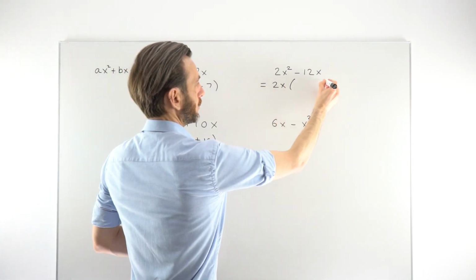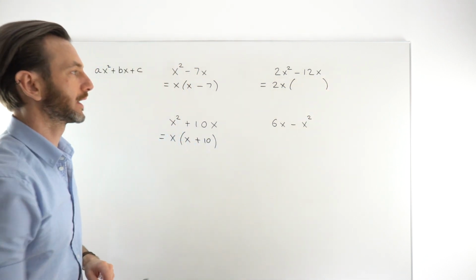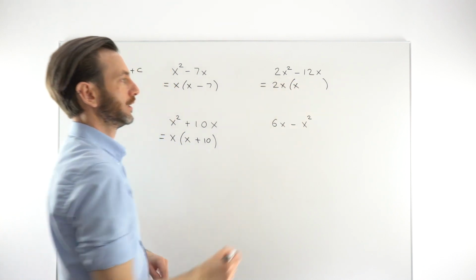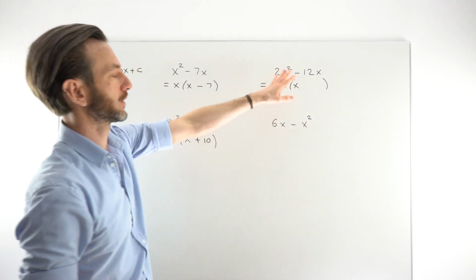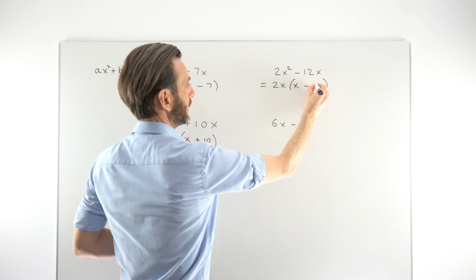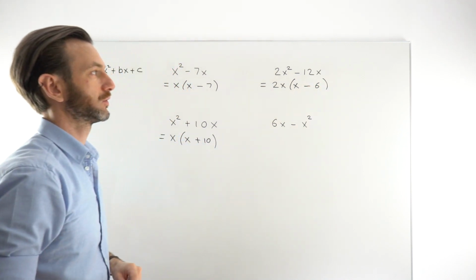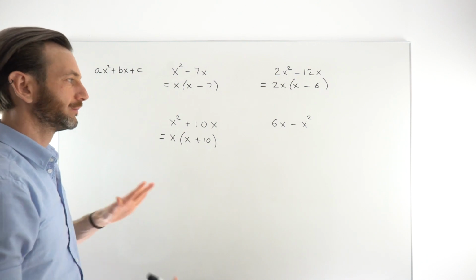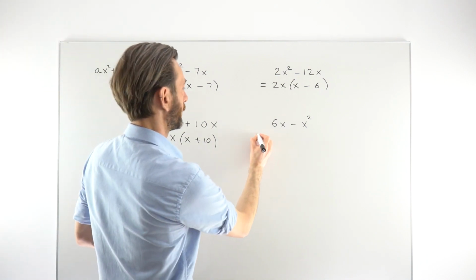Okay, and then we just stick down the bracket and we need to figure out what goes in the bracket. So 2x times something to give you 2x squared, that will be an x. 2x times x gives you 2x squared. And 2x times negative 6 to give you minus 12x. So slightly more complicated, that one, but not terribly so.